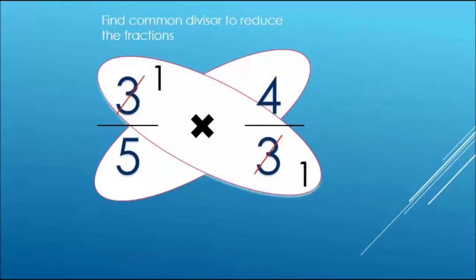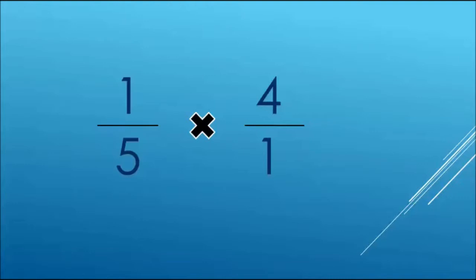Once we have this, we have to find a common divisor to reduce the fractions. We have to cross cancel. What we do see here is that 3 and 3 share a common divisor of 3, so therefore they're reduced to 1 and 1. 5 and 4 are not able to be reduced, so they stay the same. We rewrite our problem, and our problem now is 1/5 multiplied by 4/1.